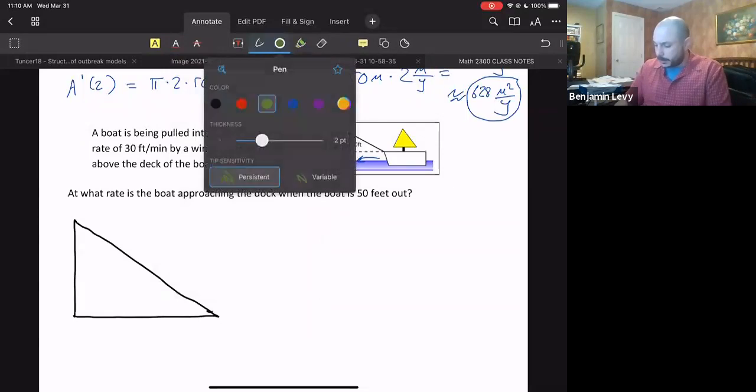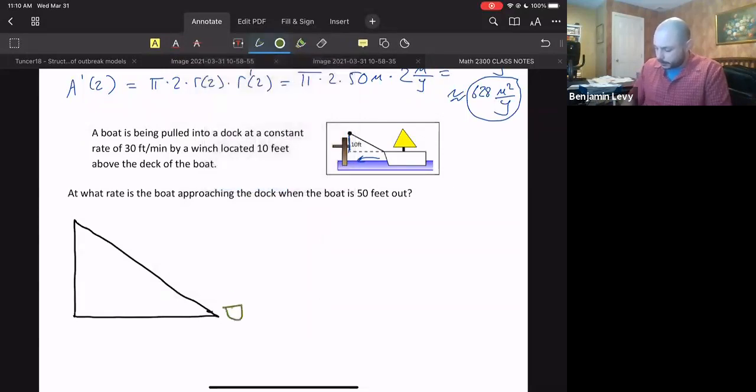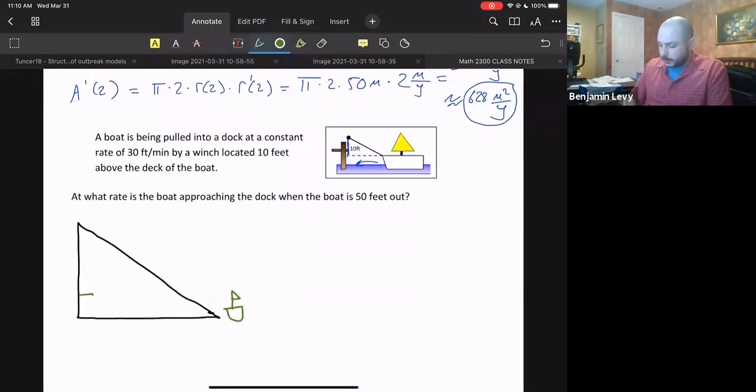So the boat's down here. Let's label the triangle. It's a right triangle, and we can label the sides A, B, C, a very typical way to label that triangle. And the winch is up at the top here, and it's pulling the boat in. So two of these sides are changing. C and A are the sides that are moving, and side B is fixed.